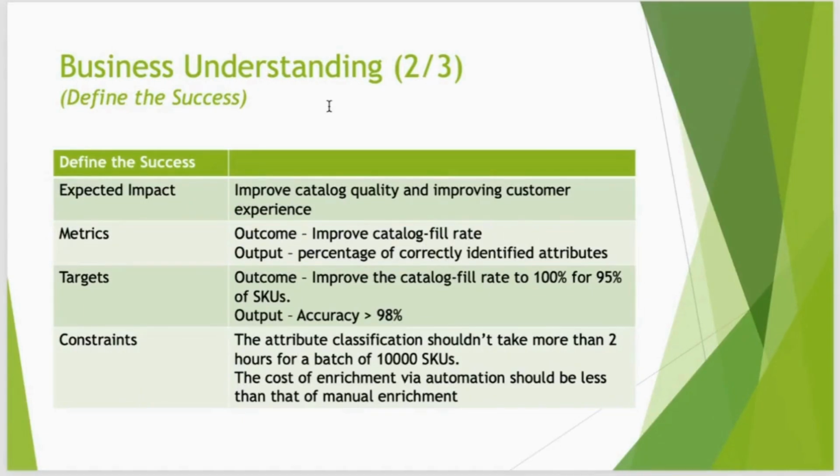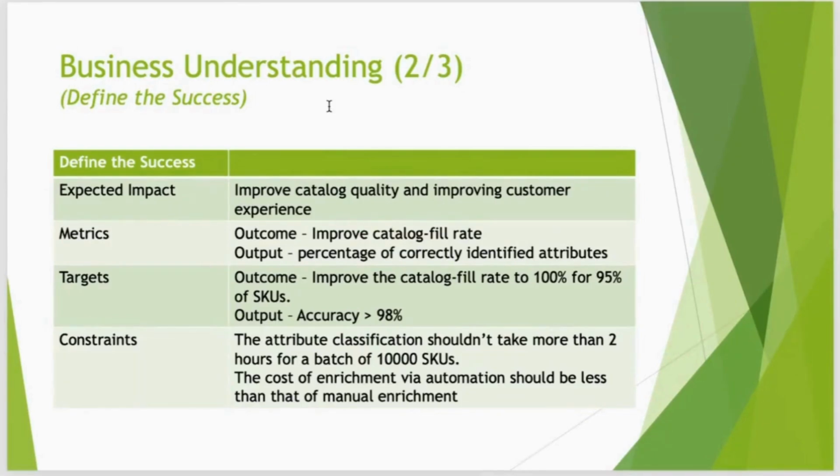Targets. So the target outcome would be to improve the catalog fill rate to 100% from 95% for 95% of the SKUs. That would actually mean that if you're feeding in 100 SKUs, 95 of the SKUs should be correctly determined in terms of all the missing attributes with 100% accuracy. What would be the output? We want the accuracy of this model to be 98% or better.